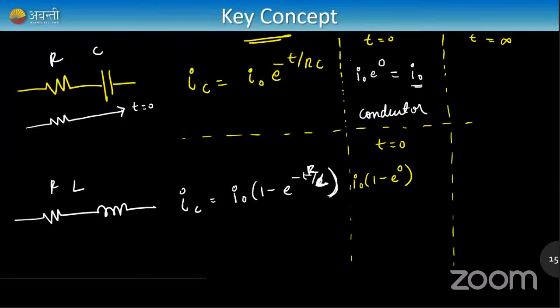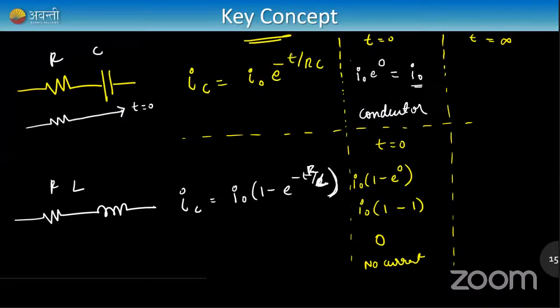Right, the whole numerator will become 0. So what is this? This is I naught into 1 minus e raised to 0, which is 1. So 1 minus 1 is 0, and 0 into I naught is 0. See, at time t is equal to 0, there is no current passing in the inductor.